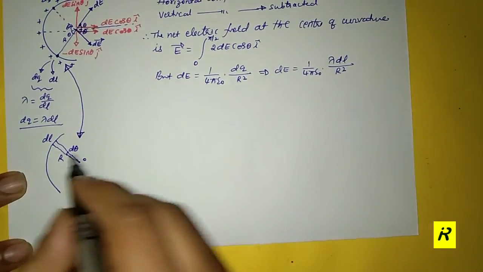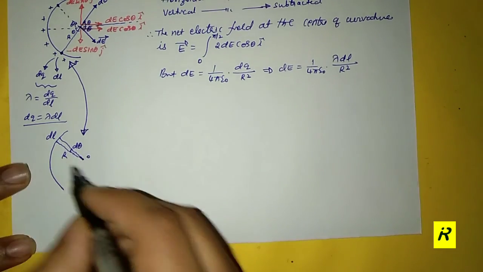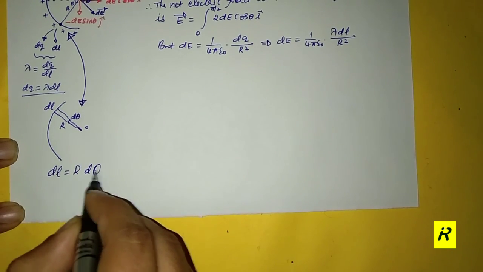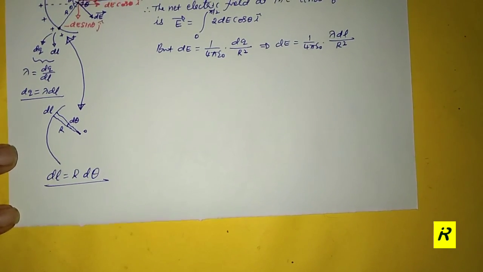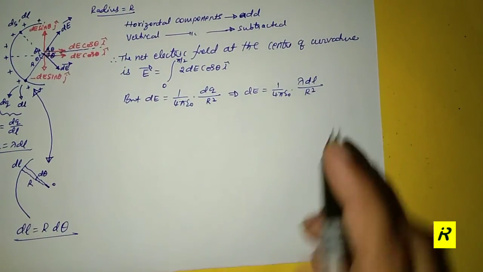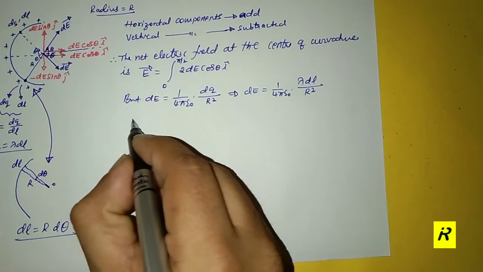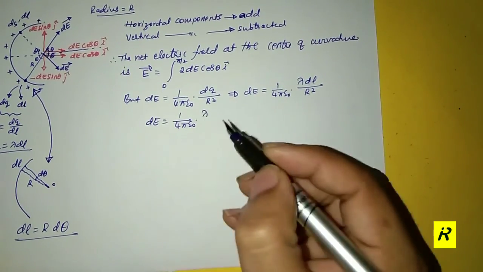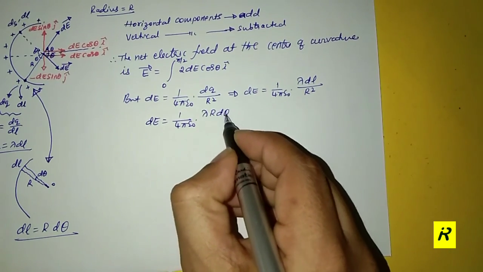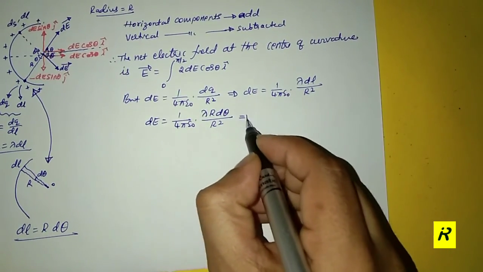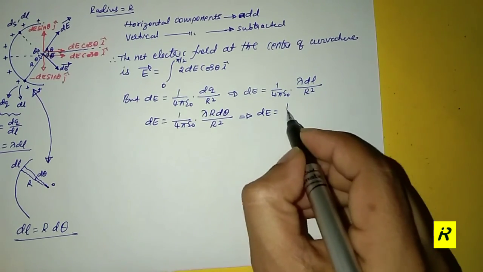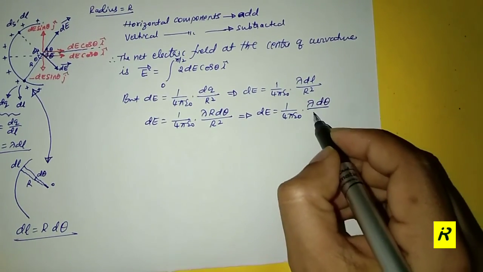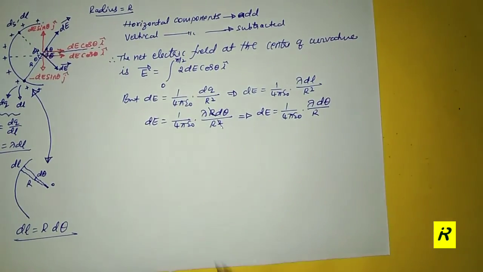That means by the definition of arc, I can write dl equals r d theta. This is one of the definitions. Right. So by using this, what can I replace for dl? That is what I am doing here. So dE equals 1 divided by 4 pi epsilon O into lambda into r d theta divided by r square. Further, I can rewrite dE equals 1 by 4 pi epsilon O into lambda d theta divided by r, because one r gets cancelled.